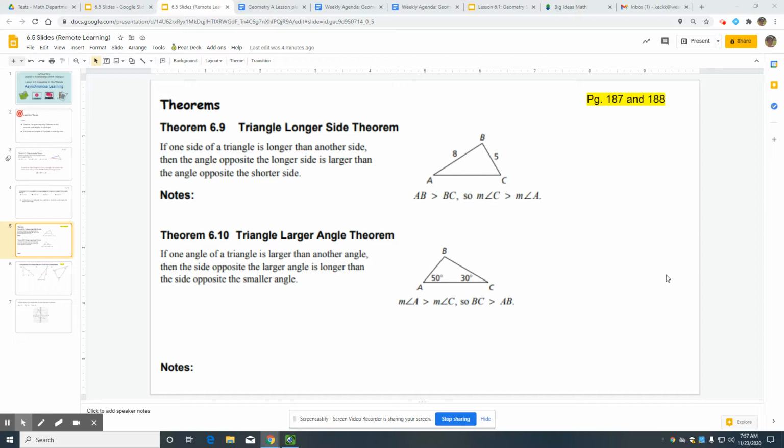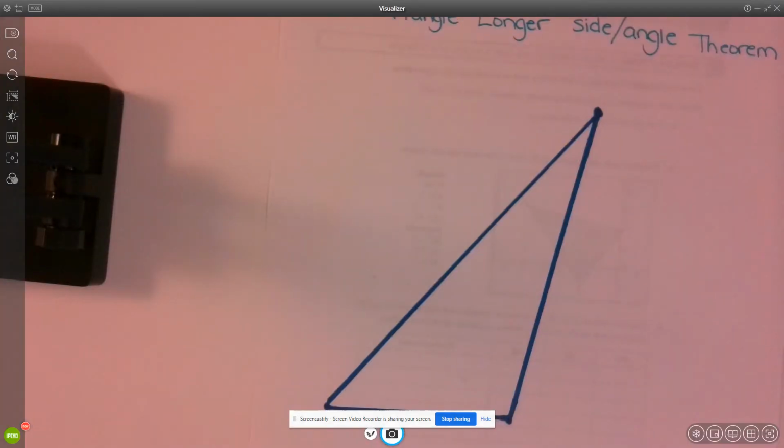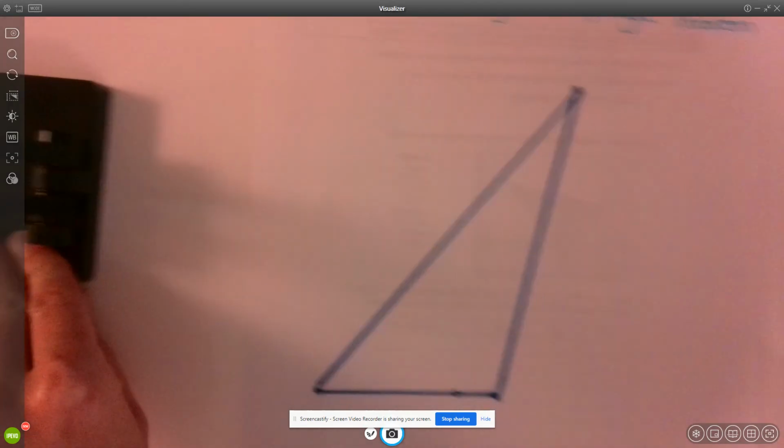And similarly, thinking about the reverse, the triangle larger angle theorem states that if one angle of a triangle is larger than another angle, then the side opposite the larger angle is longer than the side opposite the smaller angle. So that's a lot to think about. To make it a little bit more simple, this is basically what these two theorems say.